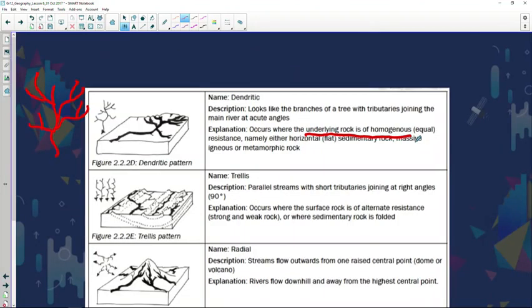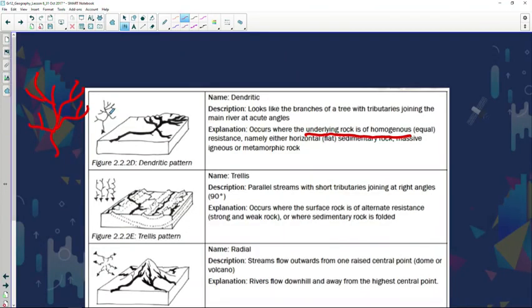So to remember the characteristics, remember this. To identify it, look at the shape of it. It's like a tree shaped, the branches of a tree. Very importantly, it's got the same type of underlying rock, meaning it's got the same type of resistance. There's not a rock that allows infiltration and more erosion than other rock.